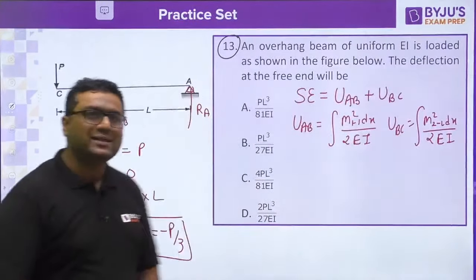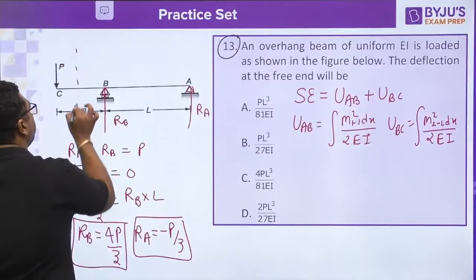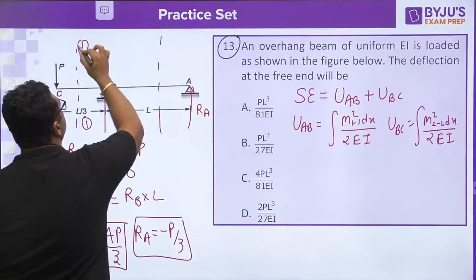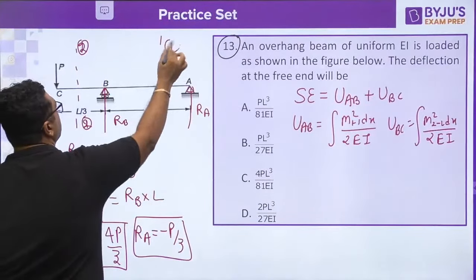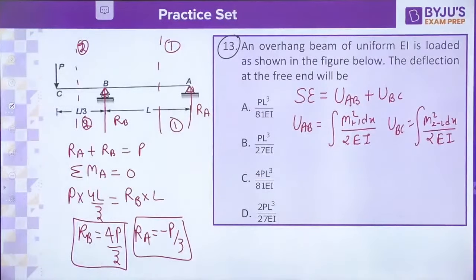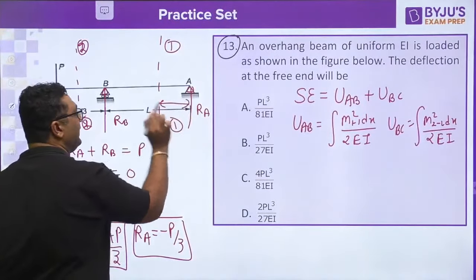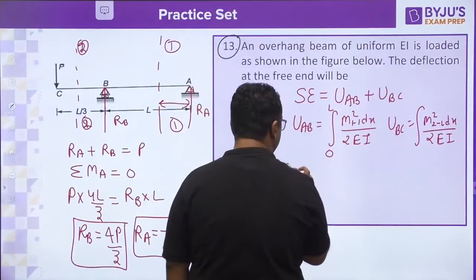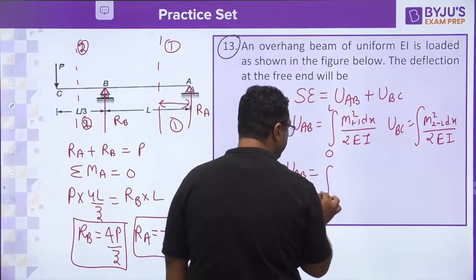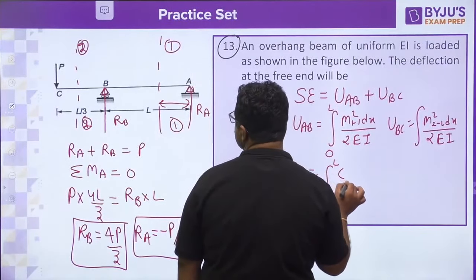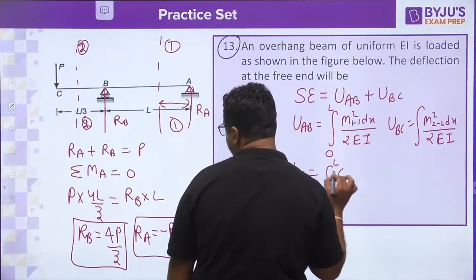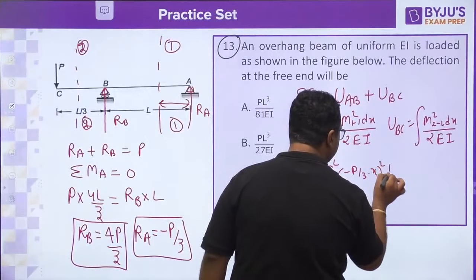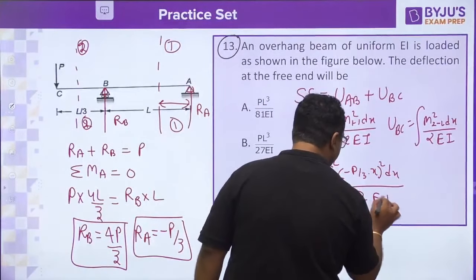So my dear, one section you will be taking here. So you will be taking RA. This is going to make RA into X. So U of AB will be from 0 to L. It is going to be, guys, RA into X. RA value is minus P by 3. So minus P by 3 into X whole square dx upon 2EI. You need to solve it.